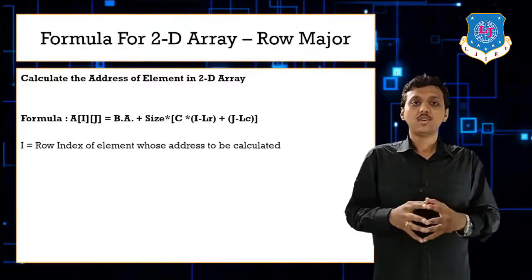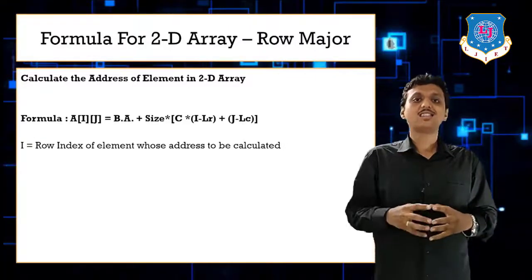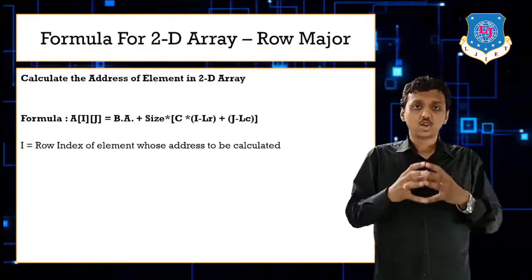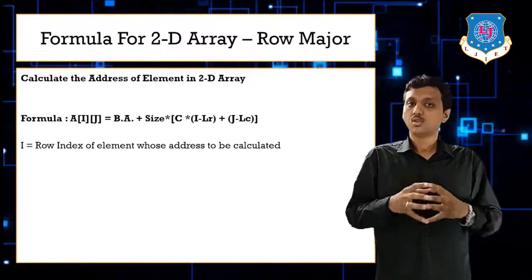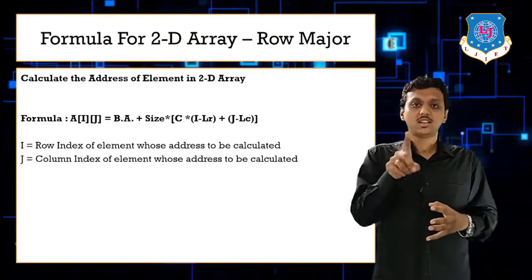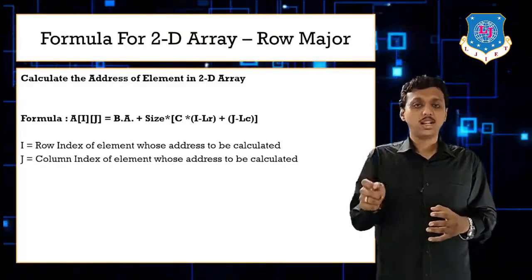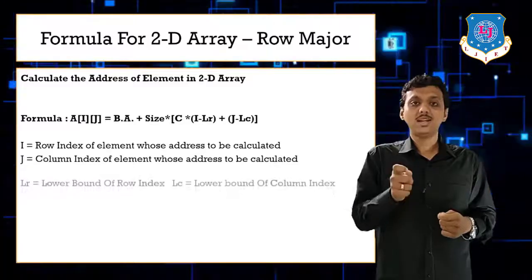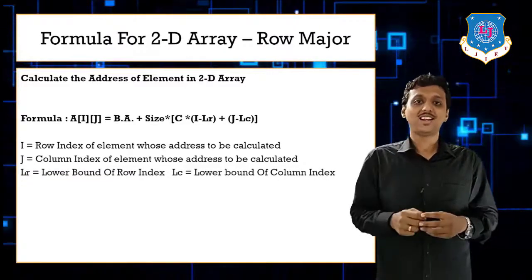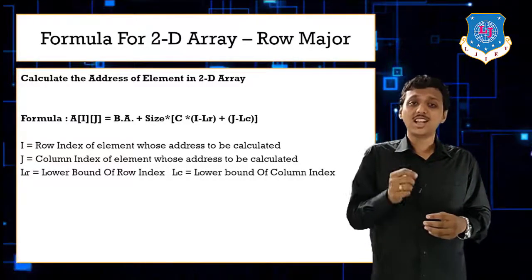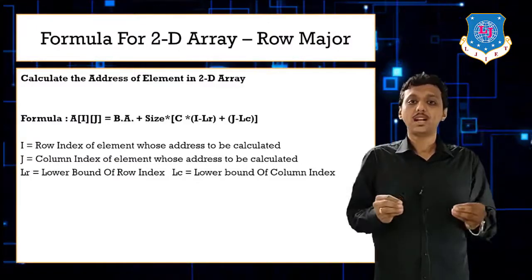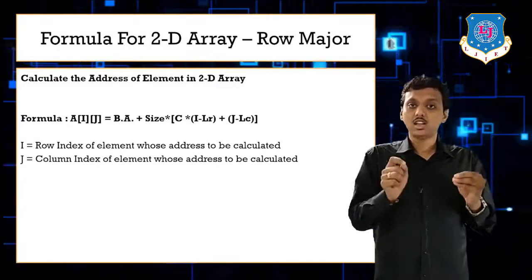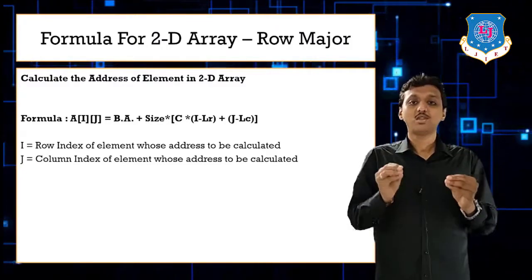Let's see. First, what is I? I is the row index. Then J is the column index. So I and J both are clear, right? I is a row index, J is a column index, BA stands for base address, correct? Now the next is size. Size means the size of the element, not the array. Make it clear. Size means size of the element.